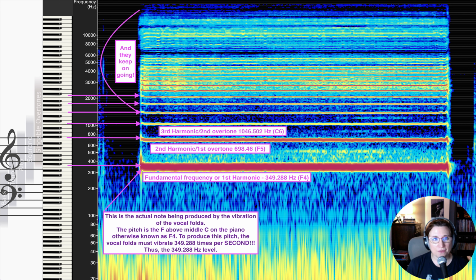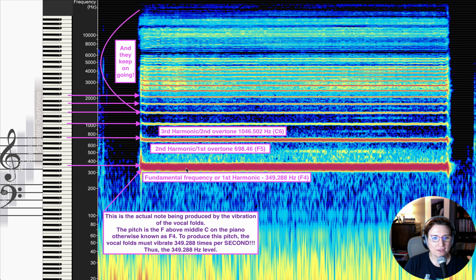So I've tried to show that here. I took a picture of this video that I made, and I sang the pitch F. So I've drawn an arrow to the F on the keyboard. This is the F above middle C, 349.288 hertz, which we also call F4 in music. I sang that pitch on the E vowel, and so that's the note that I'm singing. But overtones or harmonics are being produced.